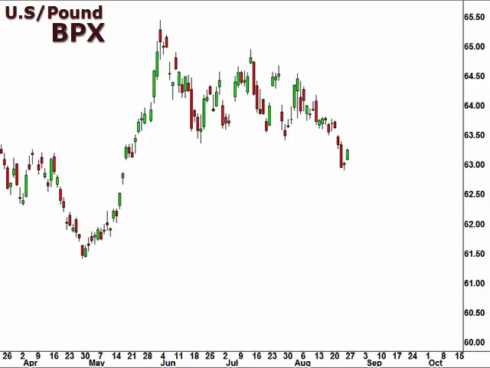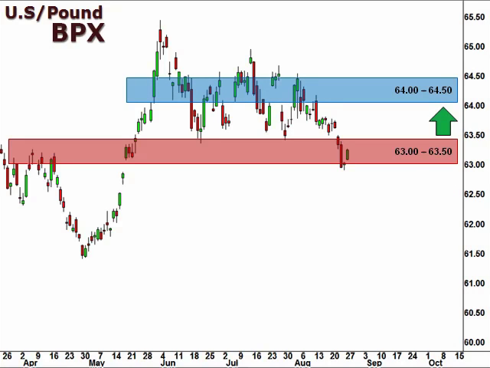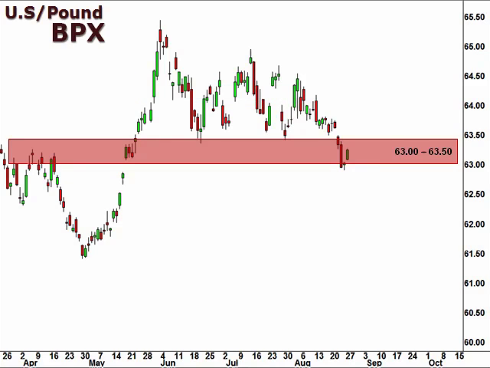Next up, the BPX, the US dollar versus the British pound. Well, the BPX continued lower last week, breaking below the 63.5 support level. Now, failure to break back above 63.5 confirms the probability of a continuation to the downside. However, a break back above 63.5 suggests a test of resistance at this 64 level.